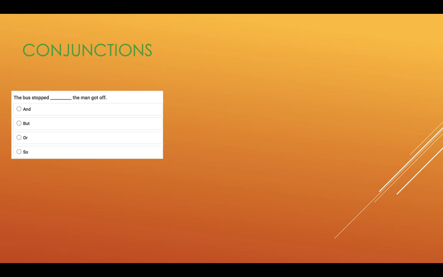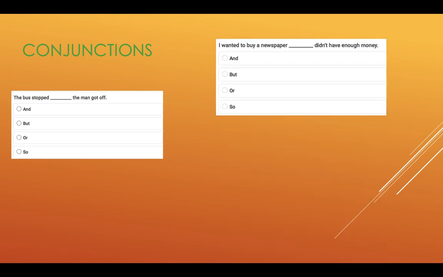The bus stopped. The man got off. Choose the conjunction. Is it number 1, and, number 2, but, number 3, or, or number 4, so? Going to number 2. I wanted to buy a newspaper, I didn't have enough money. Is it 1 and, 2 but, 3 or, or 4 so?